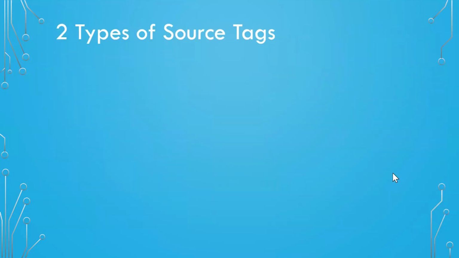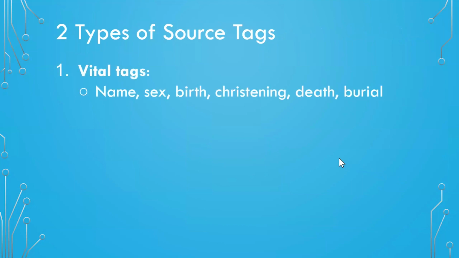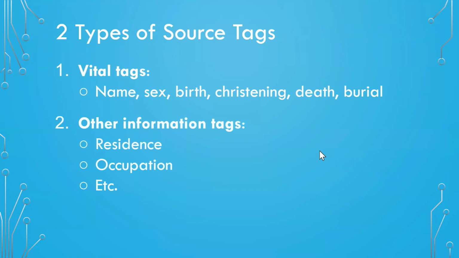There are two types of source tags used on profile pages. The first type is vital tags, and that's what we were just looking at. Vital tags include the name, sex, birth, christening, death, and burial. The other type of tag is basically everything else: anything that's not vital information but is still standard information on the profile page, such as a residence or an occupation or military service. Those fall under the category of other information tags.